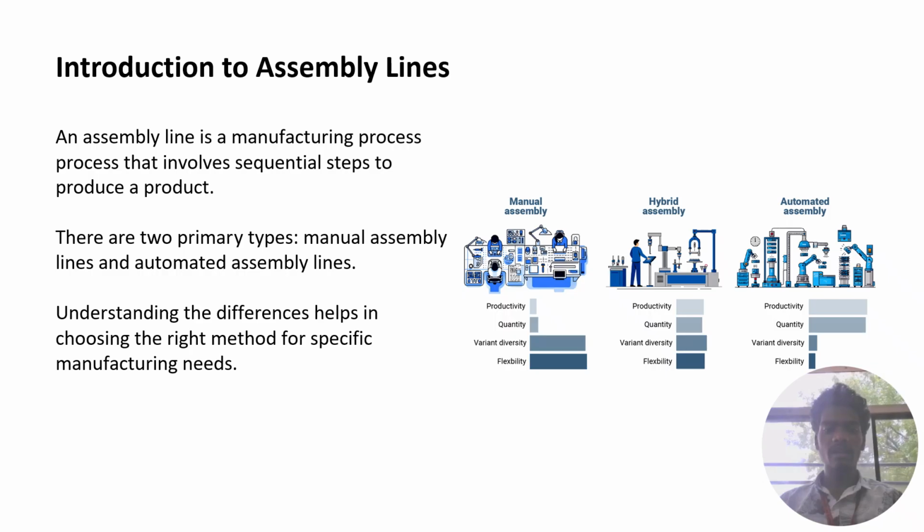Introduction to assembly line. An assembly line is a manufacturing process that involves sequential steps to produce a product. There are two primary types: manual assembly line and automatic assembly line. Understanding the difference helps in choosing the right method for a specific manufacturing need.